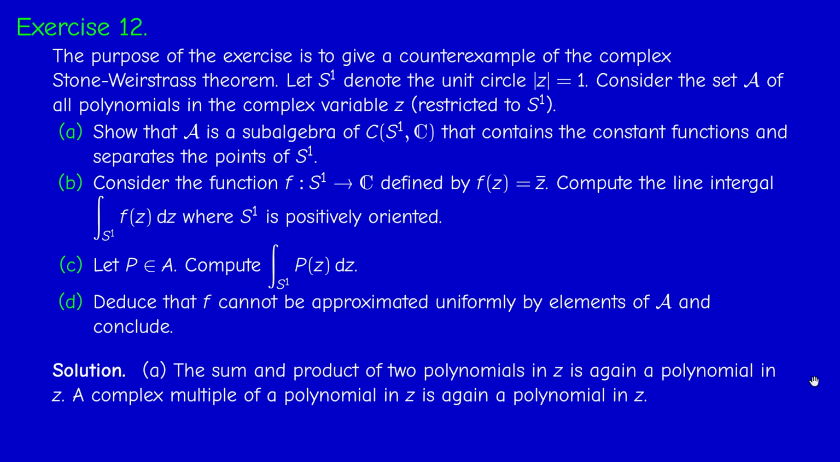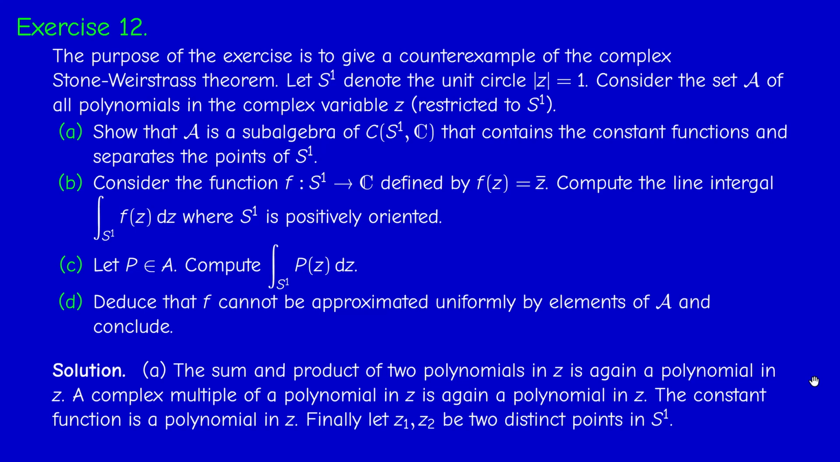And separation, just take the identity. So if you have two distinct points, z1 and z2, take the identity polynomial, just P of z equals z. Then we have P of z1 is different from P of z2. So it's just straightforward. Okay, so we have the conditions of the real version of the Stone-Weierstrass theorem. Now, we'll show that A, however, is not dense. So we consider the symmetric function, symmetric with respect to the x-axis. To each z it associates its conjugate. Of course, it's continuous.